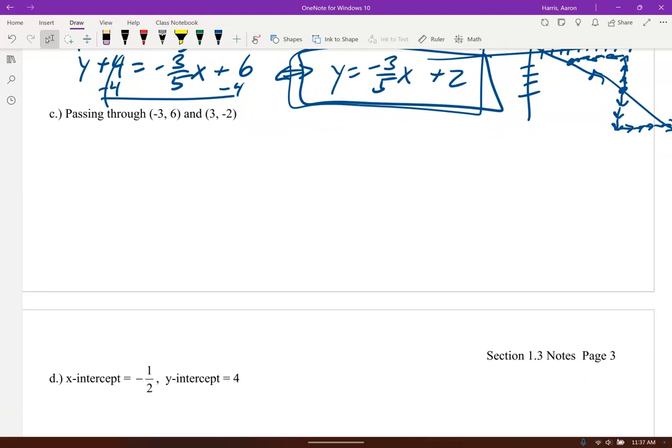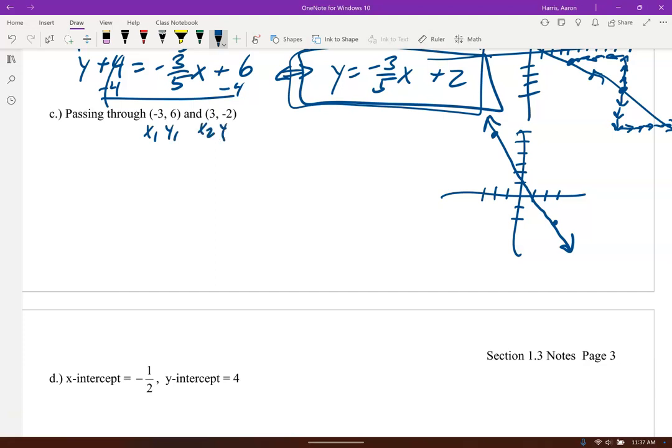Passing through, I have 2 points. So I go through -3, 6, and 3, -2, all right? So what would my slope be if my line is directed that way? Negative. That's right. Yeah, so we got to find it. We have to have a slope and we have to have a point in order to write the equation of the line. So number 1, go ahead and find the slope first since it didn't give it to us.